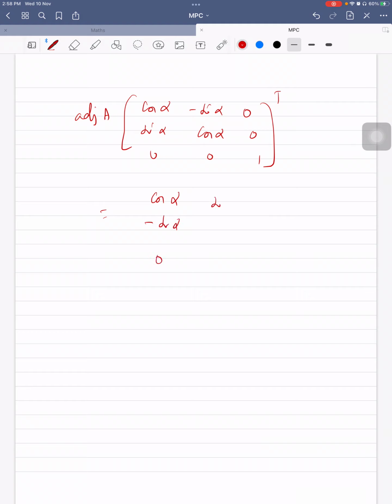Now the adjoint of that one is, write it, the transpose of the cofactor matrix [C11, C12, ...] which is [cos alpha, minus sin alpha, 0; sin alpha, cos alpha, 0; 0, 0, 1] transposed. This becomes [cos alpha, sin alpha, 0; minus sin alpha, cos alpha, 0; 0, 0, 1]. This is adjoint A.